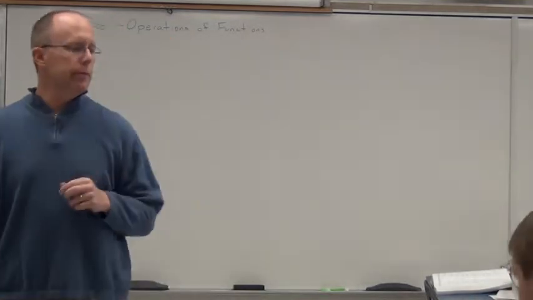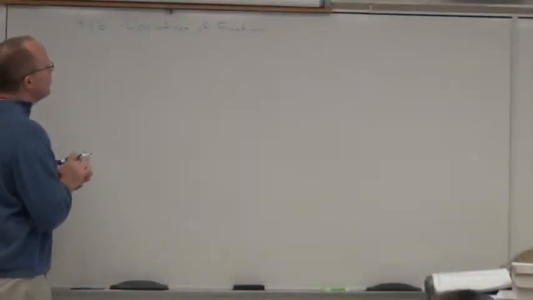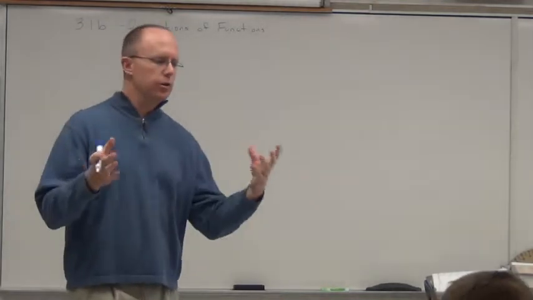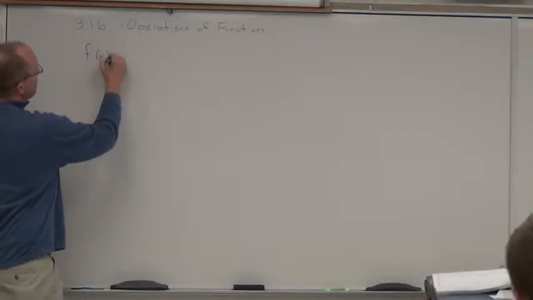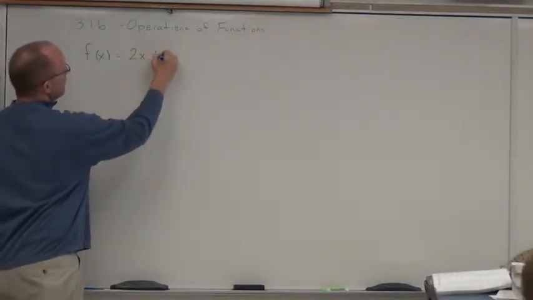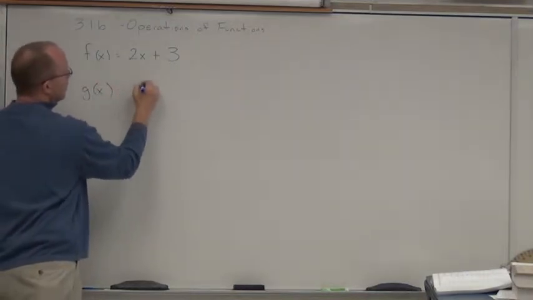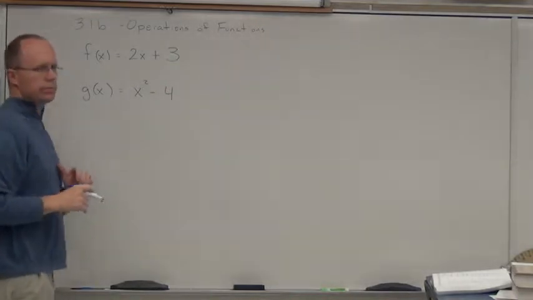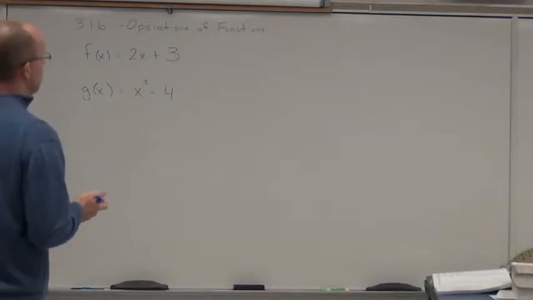3.1b, finish it up, doing operations of functions. What we're looking at doing is just taking two functions, and they'll give you those functions. For example, we'll say f of x is 2x plus 3, and g of x is, let's say, x squared minus 4. Operations of these functions are addition, subtraction, multiplication, and division. And so that's what we're going to do with them.